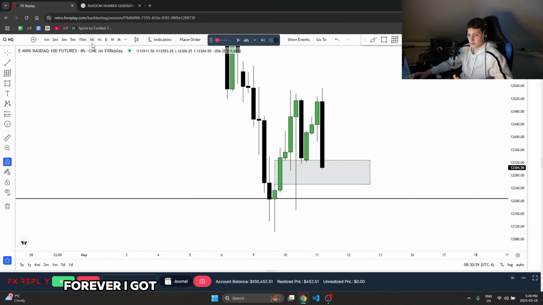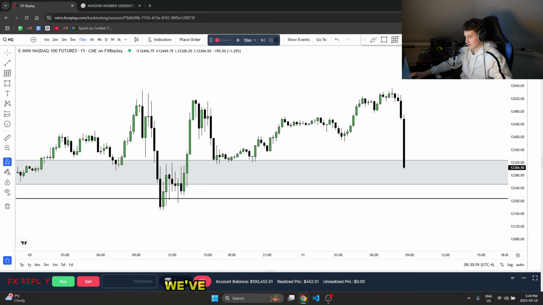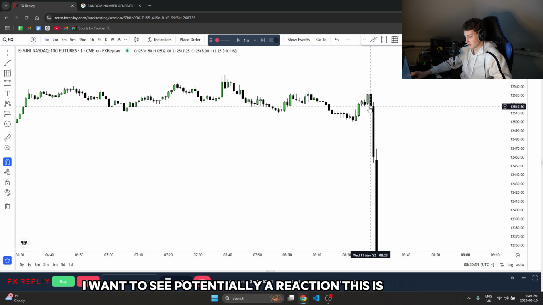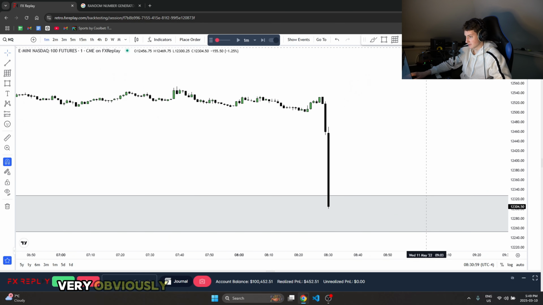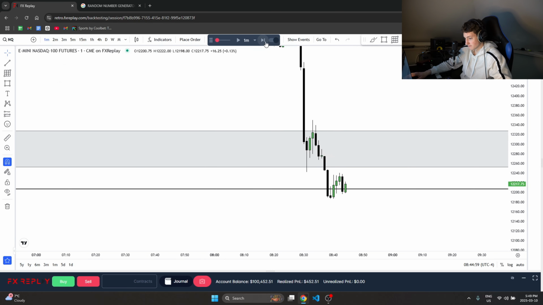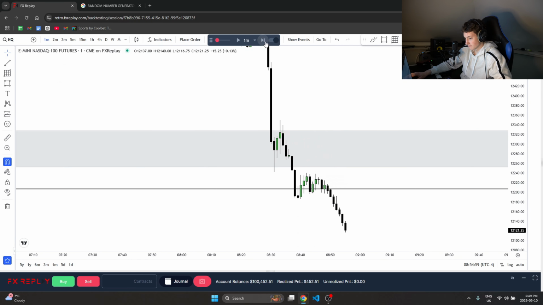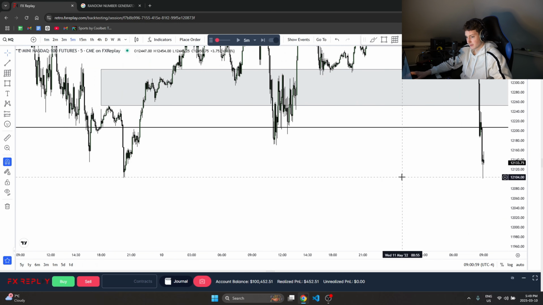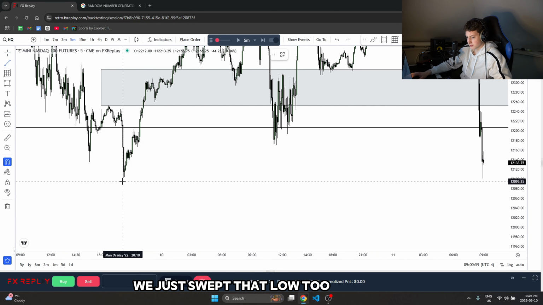So for our eye gap, once again, seeing how we're reacting to that, we've just swept tons of lows. I want to see potentially a reaction. This is news, very obviously news. So I'm going to mark out our high of news, probably expecting us to come up there and potentially take it. So still dumping. We just swept that low too, just about.